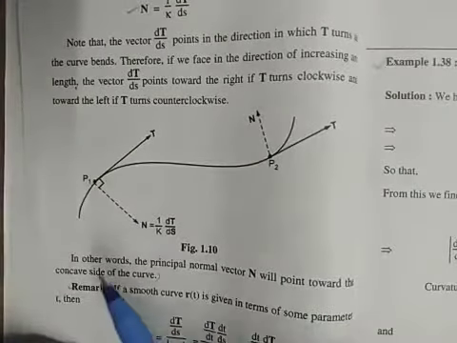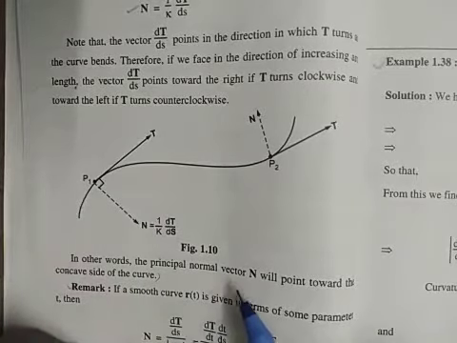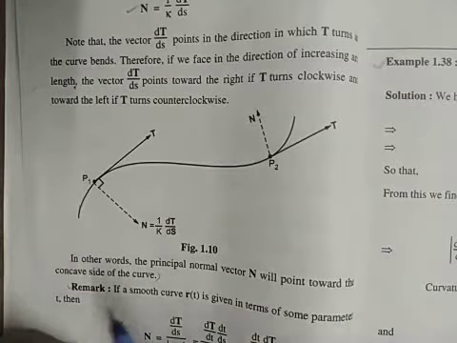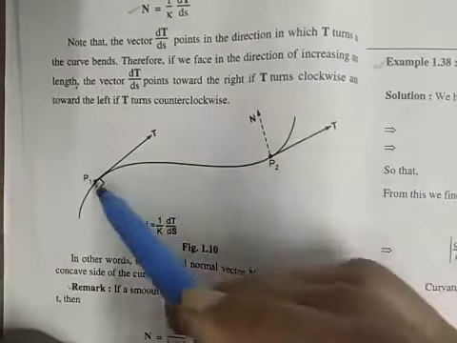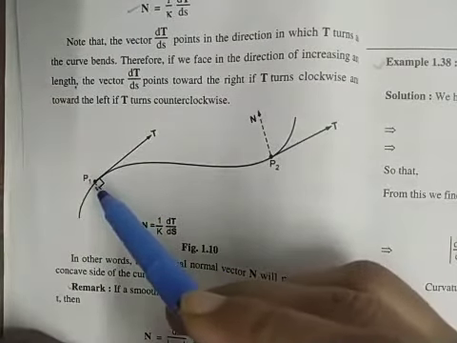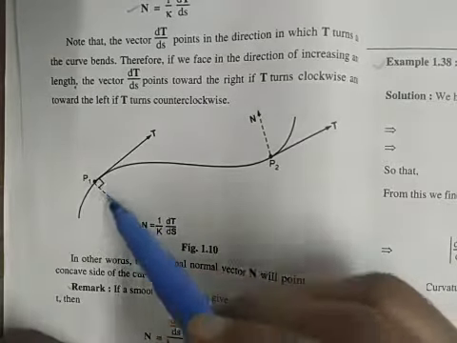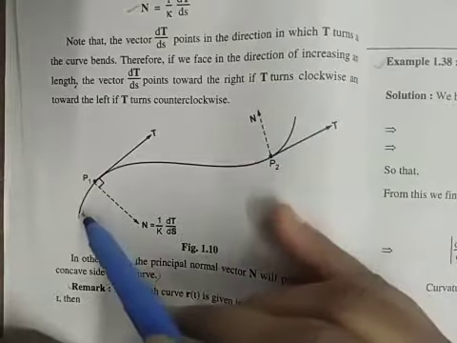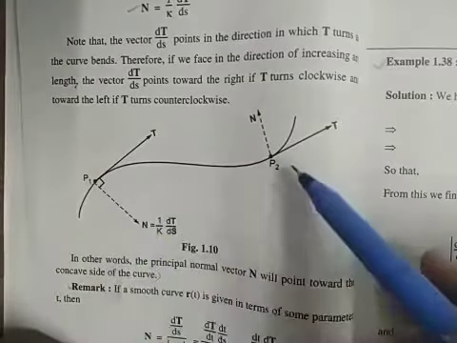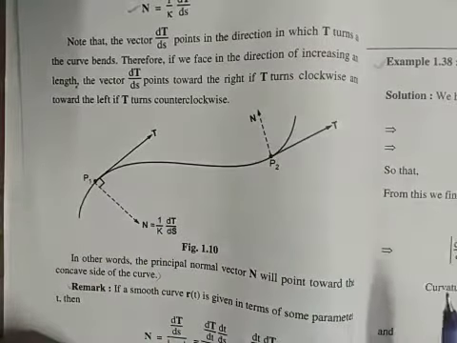In other words, the principal normal vector capital N will point toward the concave side of the curve. You can see this is the curve. At this point, what is the principal normal? For this point it is at the concave part. Here also it is at the concave part.